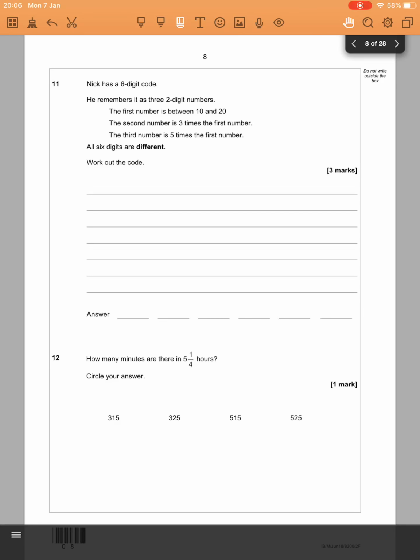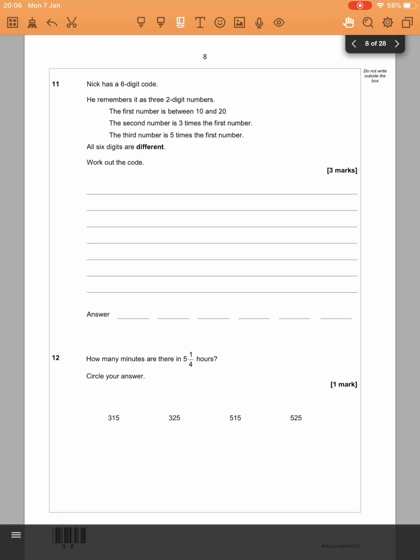So question 11. Nick has a 6-digit code. He remembers it as 3 2-digit numbers. So the first number is between 10 and 20. The second number is 3 times the first number. And the third number is 5 times the first number. The 6 digits are all different.